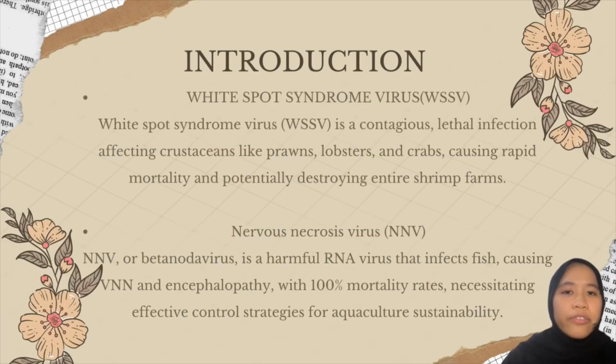White spot syndrome virus (WSSV) is a contagious, lethal infection affecting crustaceans like prawns, lobsters, and crabs, causing rapid mortality and potentially destroying entire shrimp farms. Nervous necrosis virus (NNV), or betanodavirus, is a harmful RNA virus that infects fish, causing VNN and encephalopathy with 100% mortality rates, necessitating infection control strategies for aquaculture sustainability.